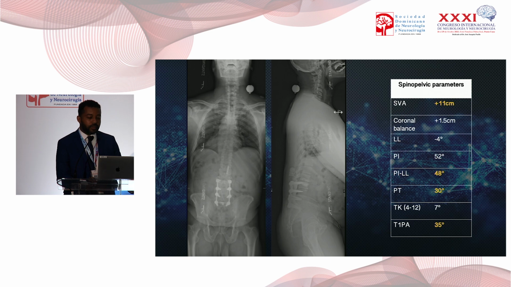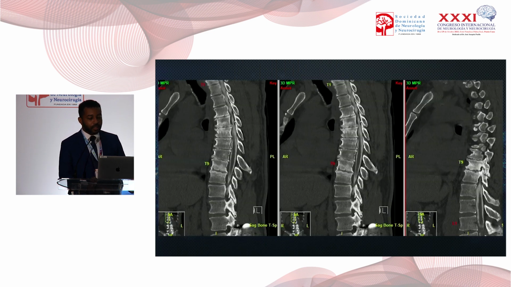If you look at his spinopelvic parameters, 11 centimeters in terms of his sagittal vertical axis. His mismatch is 50 degrees, pelvic tilt 30, T1 pelvic angle 35. So this is someone where it's not going to simply be an extension of the fusion for correction, but you actually have to start from scratch, remove the implants in place, and really get him the lordosis that's appropriate.